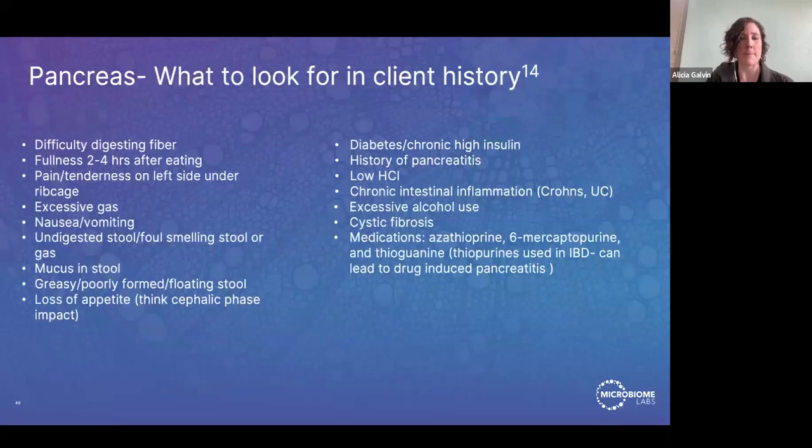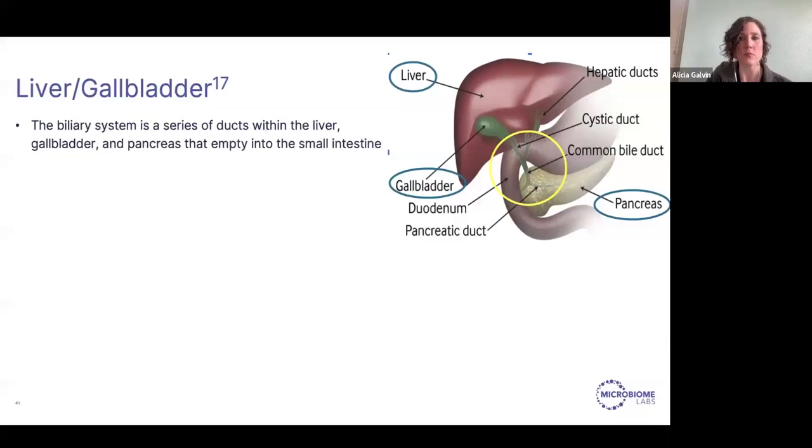So what would you want to look for? Anybody having difficulty digesting fiber, which could also be a SIBO issue, but it could also be a pancreatic enzyme issue, nausea, vomiting, left side pain under the rib cage, those types of things. Definitely a history of diabetes. Again, I'm not going to go through all of these just for time, but here is a list for you of what you might want to be considering if your client's checking a lot of these boxes.